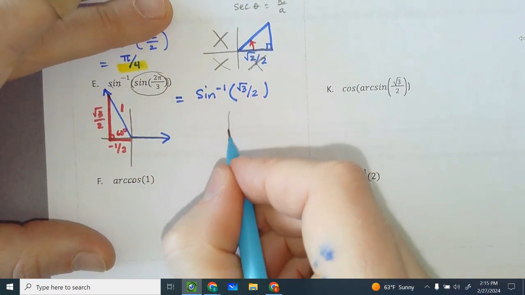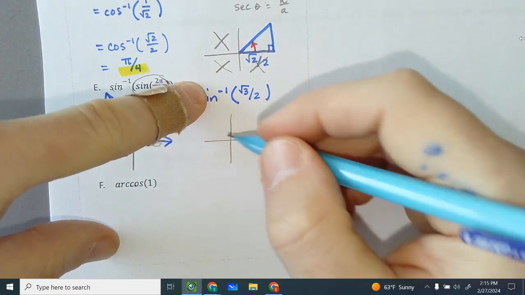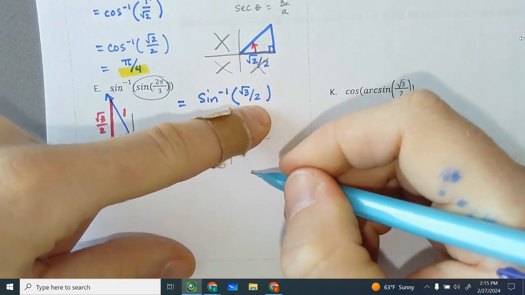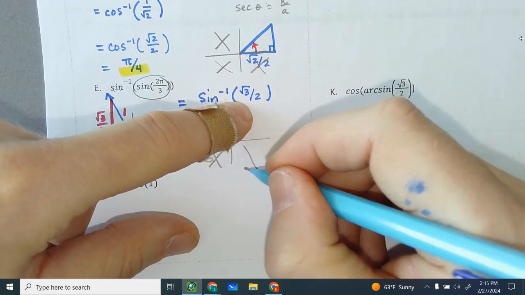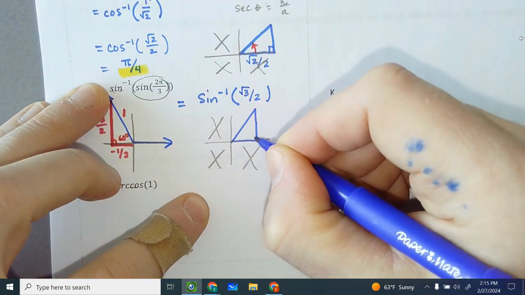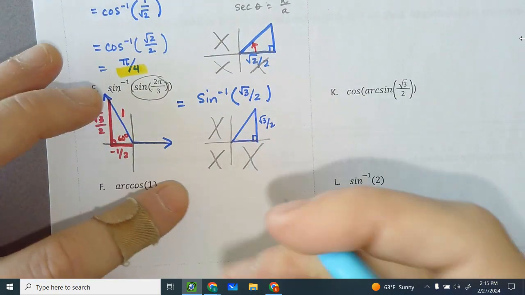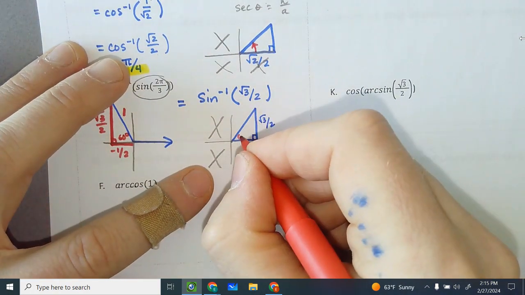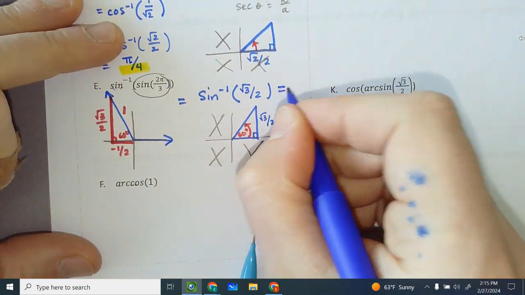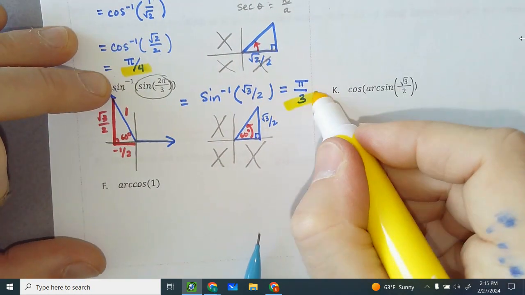Now, second coordinate plane. Sine is always on the right side. Sine has a positive ratio, which means we're in the first quadrant, which means that we want this triangle right here. So this is, once again, a 60-degree angle, but now that amount of turn is just pi over 3. Weird.